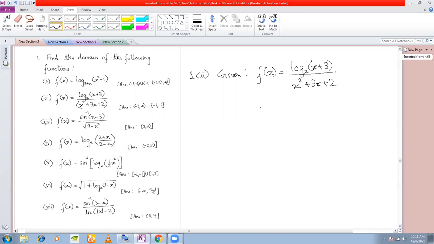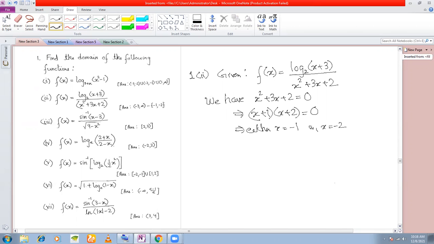So what is the first restriction here? The denominator cannot be equal to 0. Let's find the values for which the denominator is equal to 0. This can be factorized to (x plus 1) into (x plus 2), by middle term factorization. That means either x is equal to minus 1 or x is equal to minus 2. Remember, for these two values the denominator becomes 0.